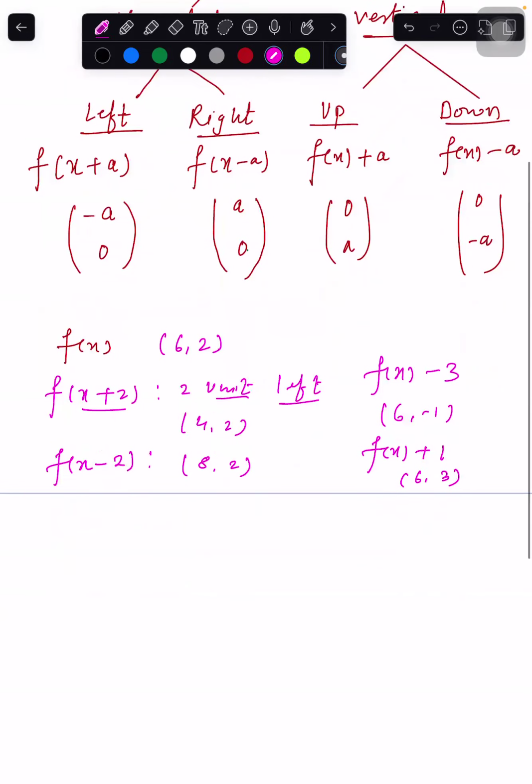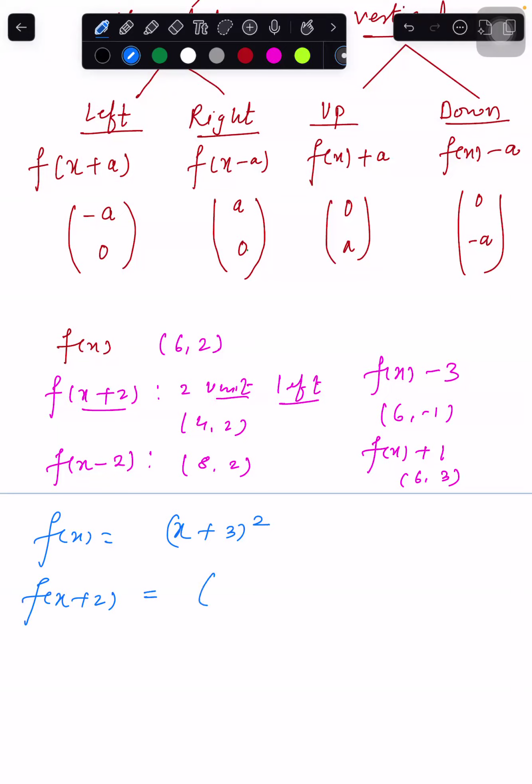This was when we were playing on a point, but not necessarily all the time will we be playing on a point. Now we have to play on a function. So let's say f of x is defined as x plus 3 the whole square. If I ask you to find f of x plus 2, what will I do? I'll replace x by x plus 2. So this will become x plus 5 the whole square.